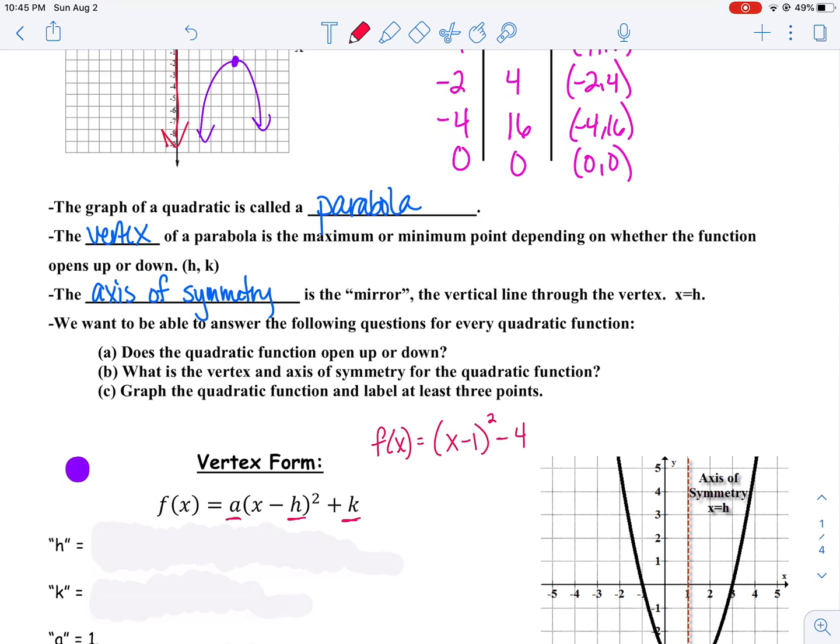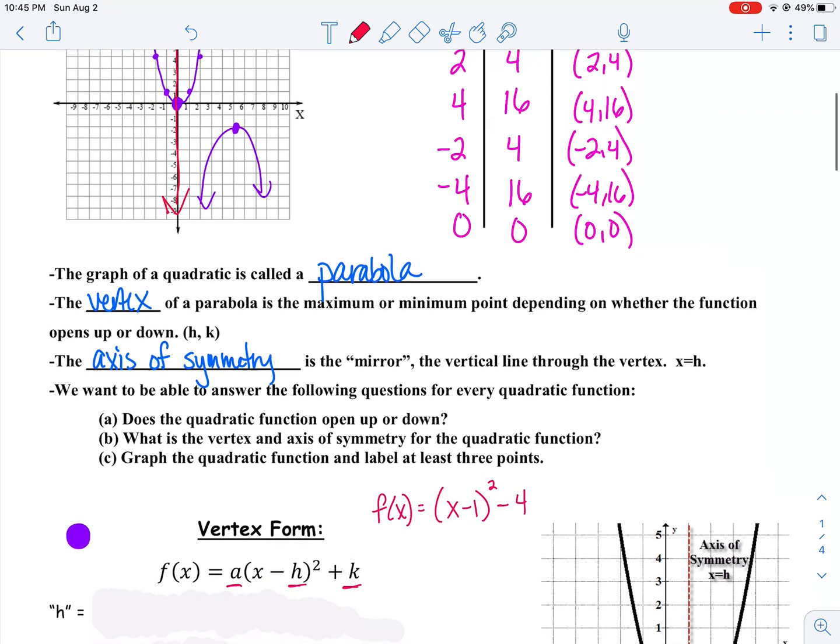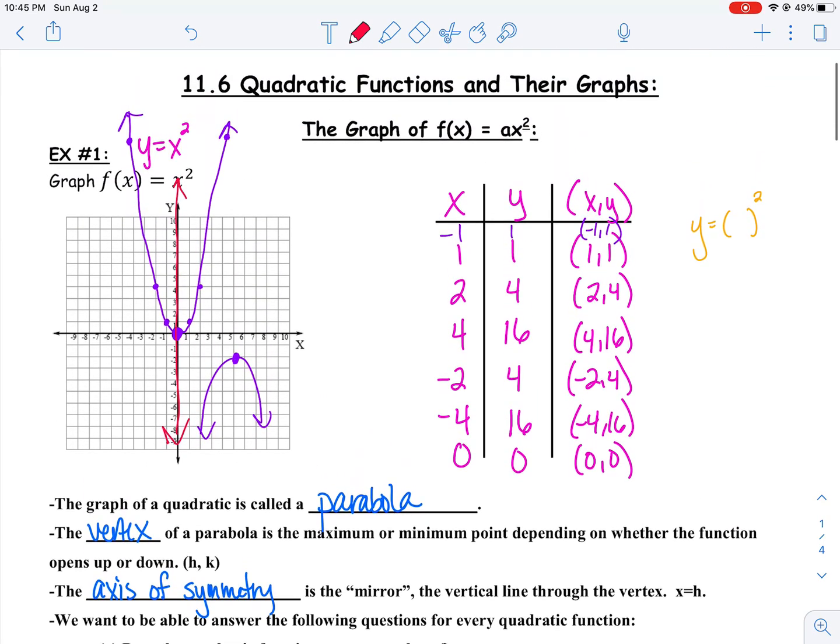And then can we graph a quadratic function, making sure that we have at least 3 points so we can see the pattern, okay? We're going to go ahead and graph a few in a second by talking about what we call vertex form. What happens when we add some numbers to this x squared? What does that do to my graph?